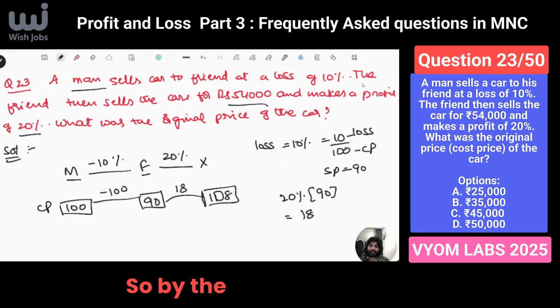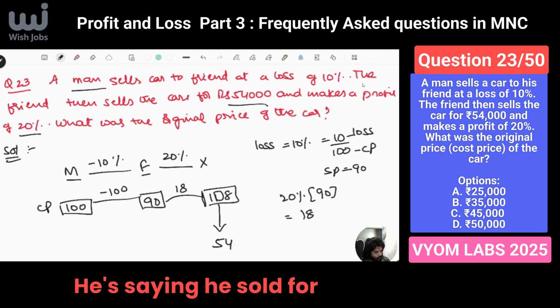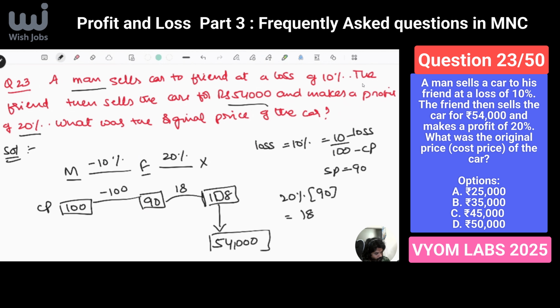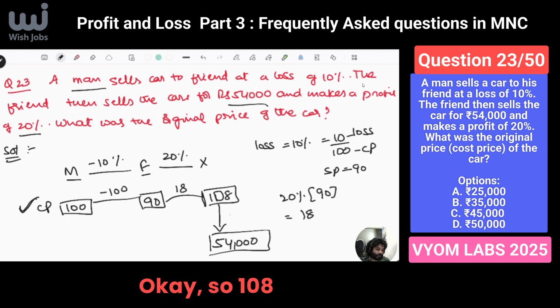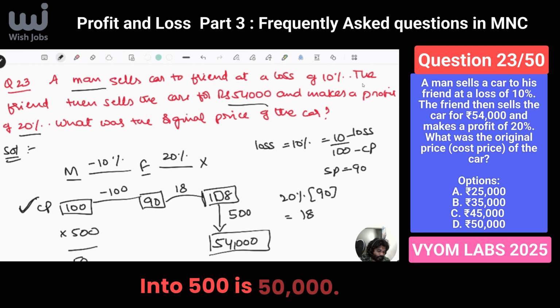So by the statement, the friend then sells the car for rupees 54,000. He's saying he sold for 54,000. We need to find the original price of the car. Original price of the car is 100. Okay, so 108 into 500 is 54,000, so 100 into 500 is 50,000. 50,000 is the original price of the car.